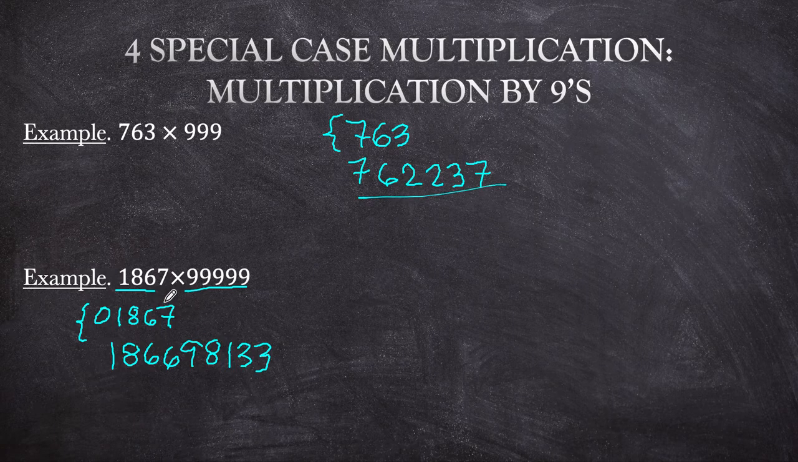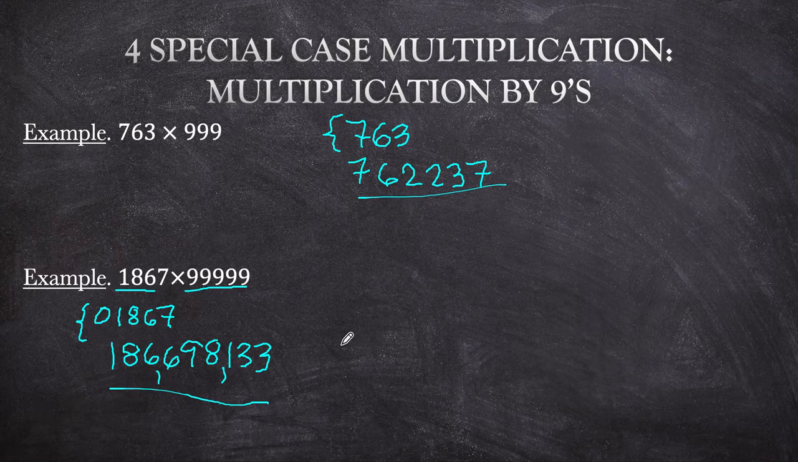So 1,867 times 99,999 is 186,698,133. So that's our answer for this multiplication. So it's a special case.